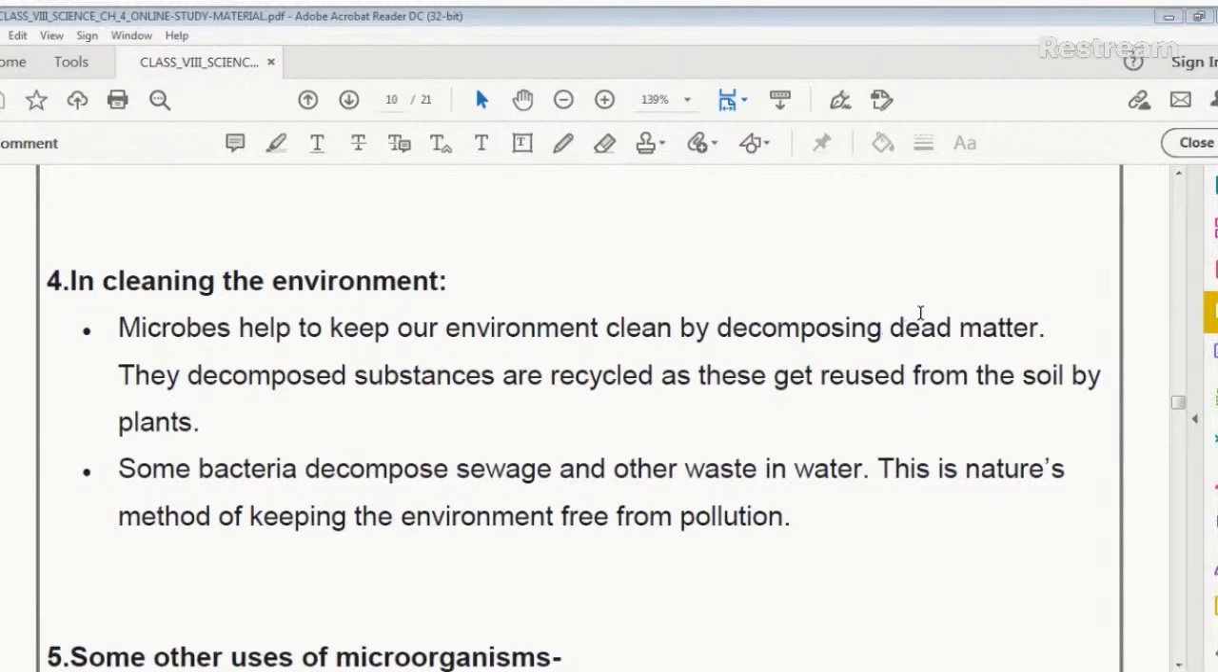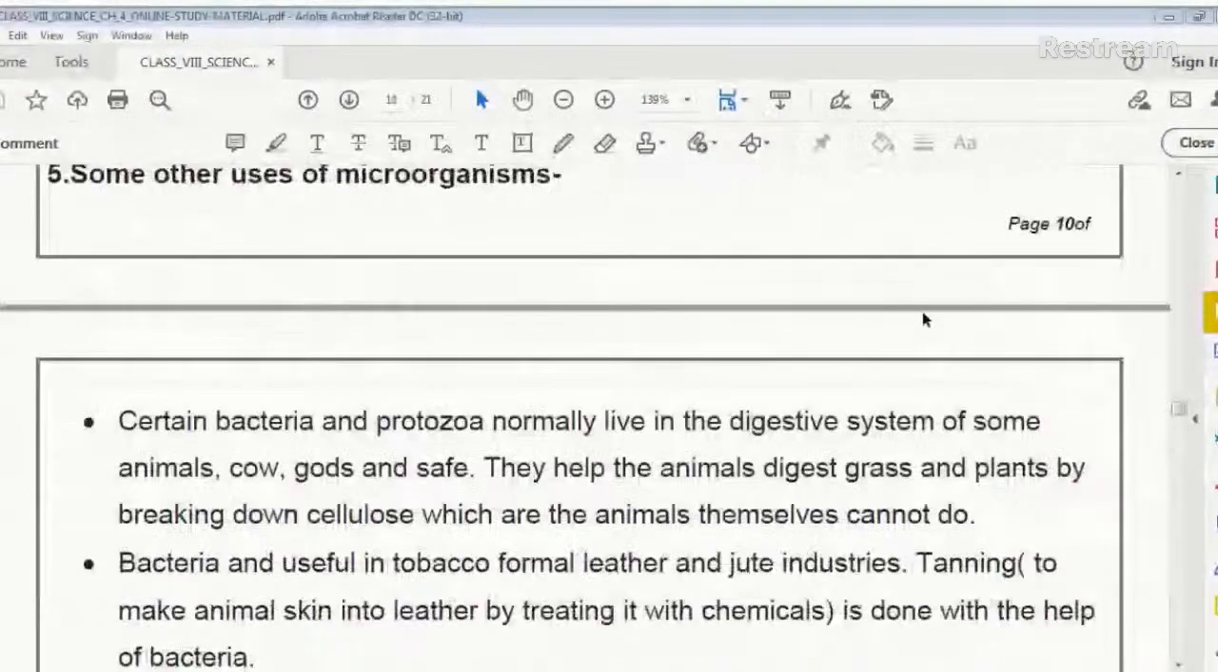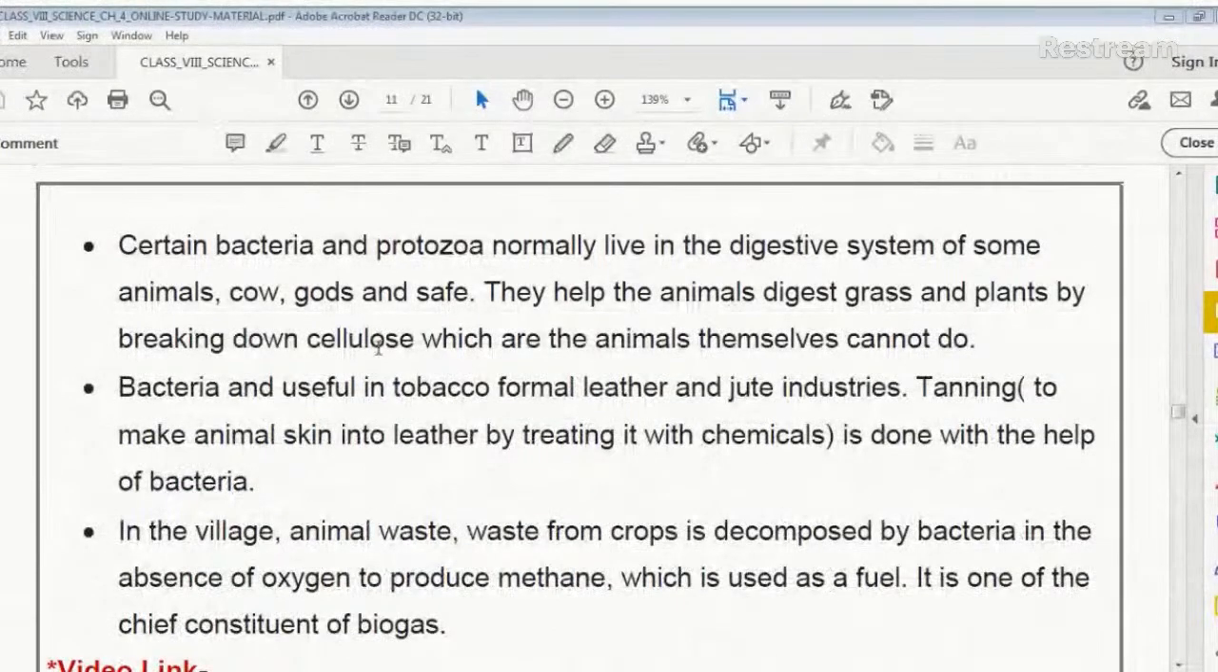Now I will show you some other uses of microorganisms. Here you see, certain bacteria and protozoa normally live in the digestive system of some animals, cows, goats, and so on. They help the animals digest the grass and plants by breaking down cellulose, which the plants themselves cannot do. And bacteria are useful in tobacco, leather, and jute industries, like tanning.